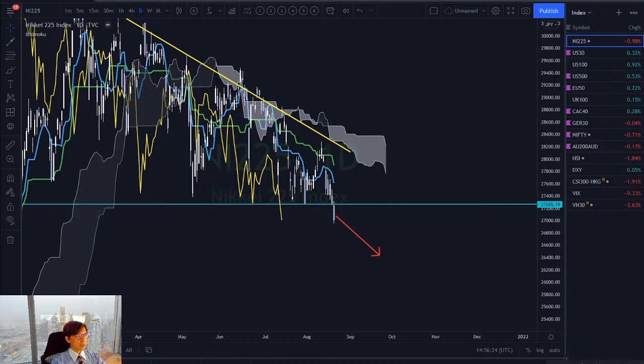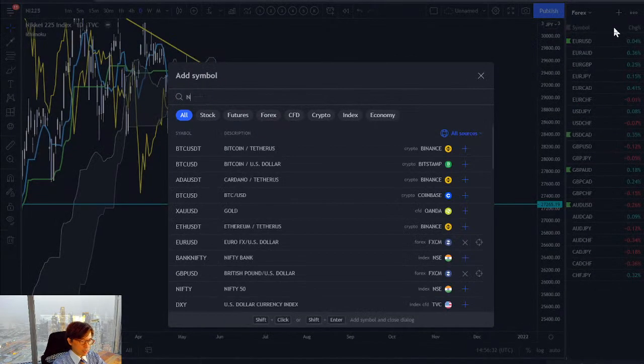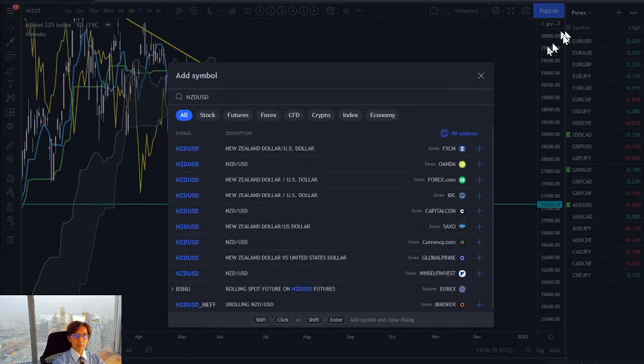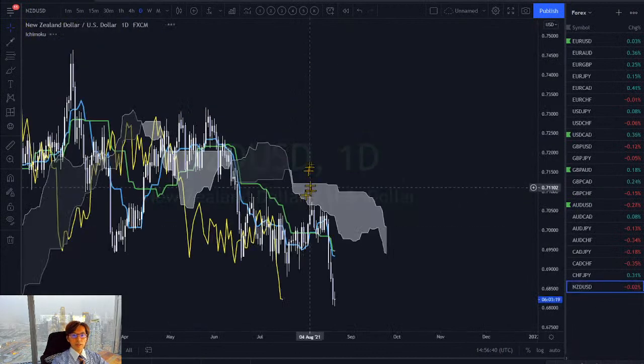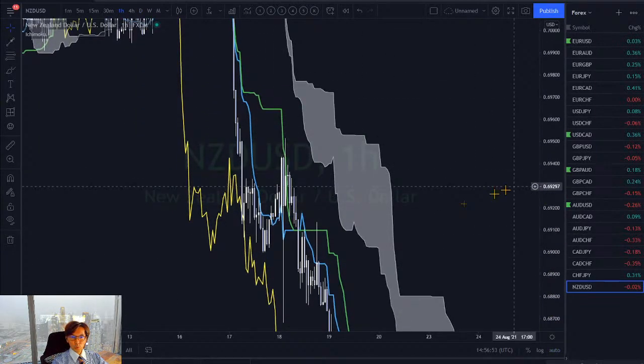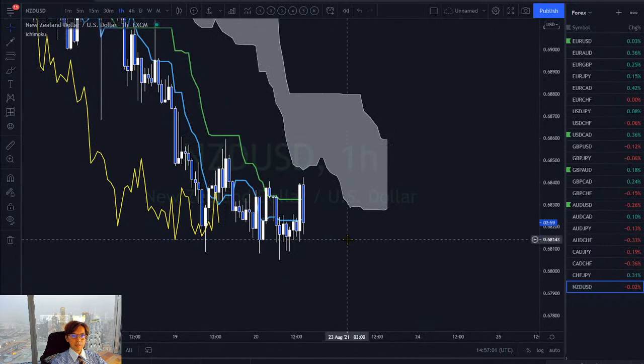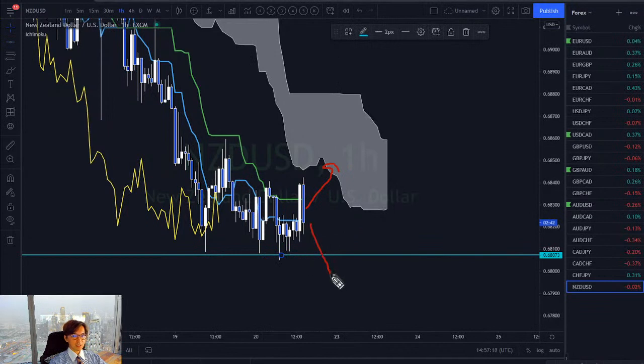Let's see. NZD USD in Forex. This is a downtrend now. It broke the support and it is downtrending. Let me check the 1 hour chart. In the 1 hour chart, it is ranging now, so the market could go up from here. It could go into the Kumo. So simply better to wait until the market breaks the support and look for sell. This might happen today because it's Friday. If it doesn't happen, then wait until Monday.